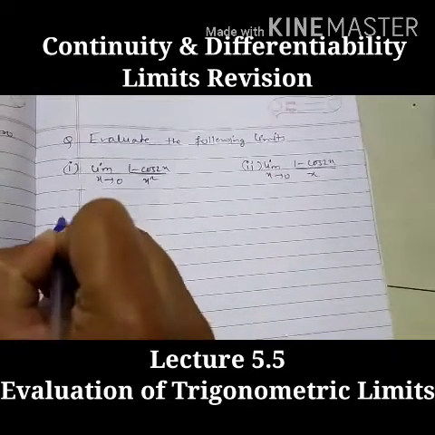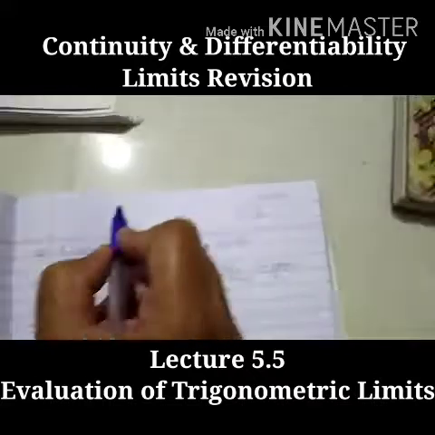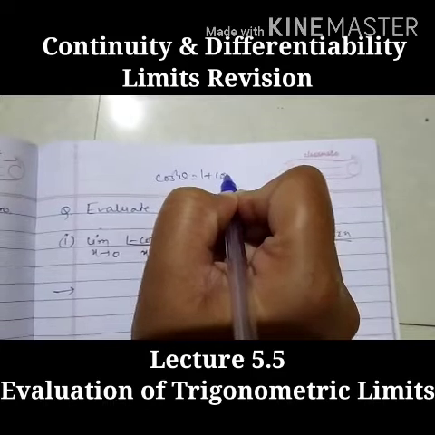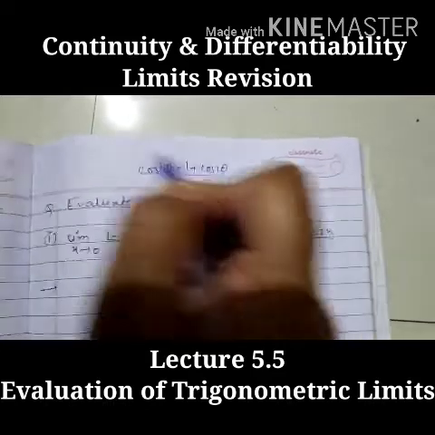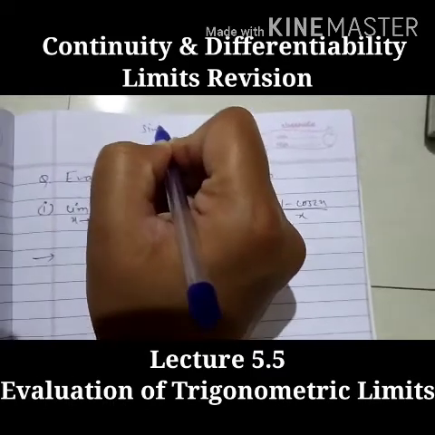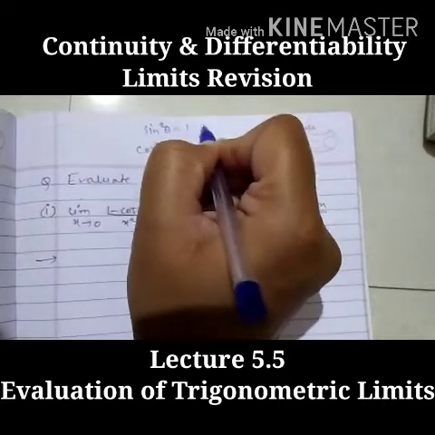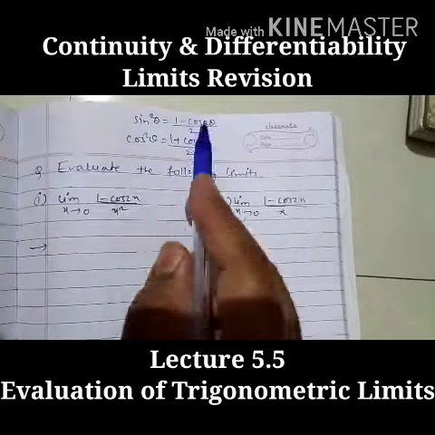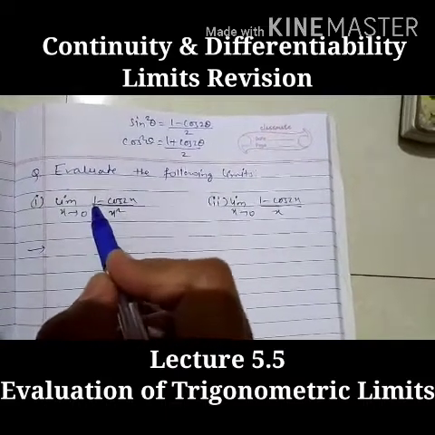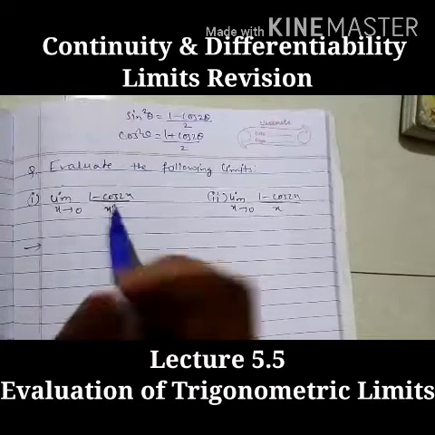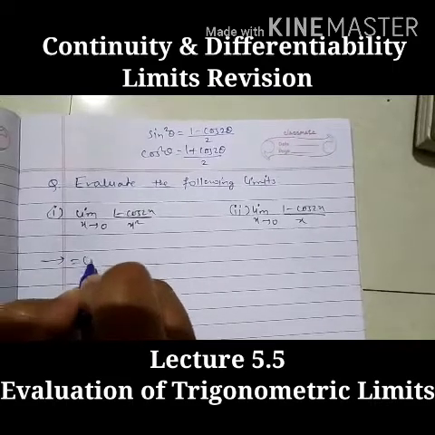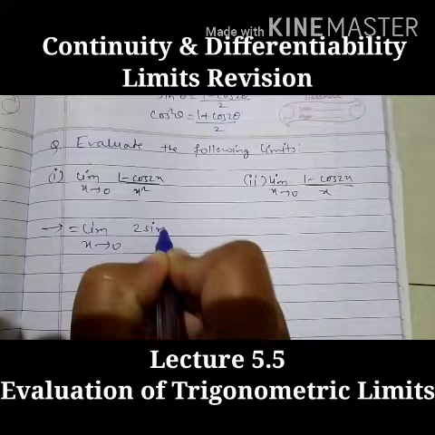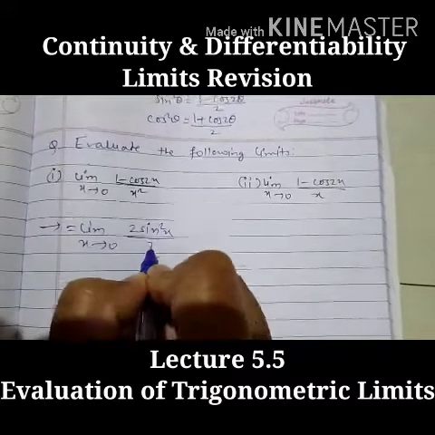So we know that cos square theta we can write as 1 plus cos 2 theta upon 2, and sin square theta is 1 minus cos 2 theta upon 2. Now here 1 minus cos 2x is given, so can we write it as 2 sin square x? So the limit is equal to limit as x tends to 0, 2 sin square x upon x square.